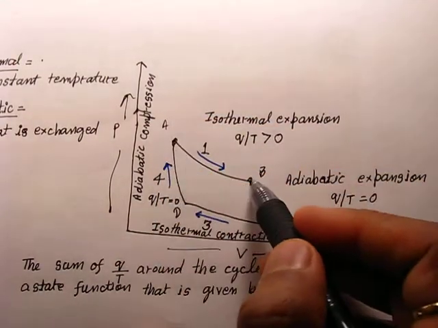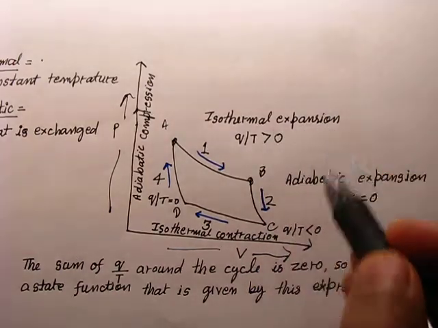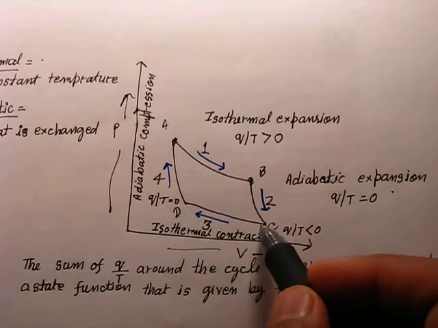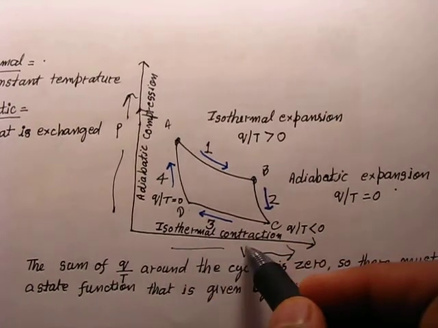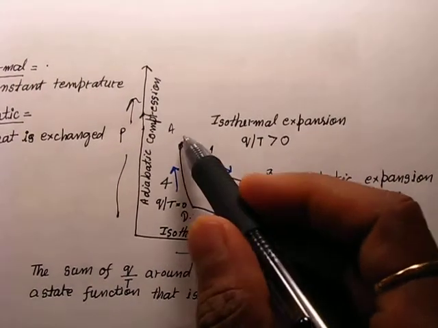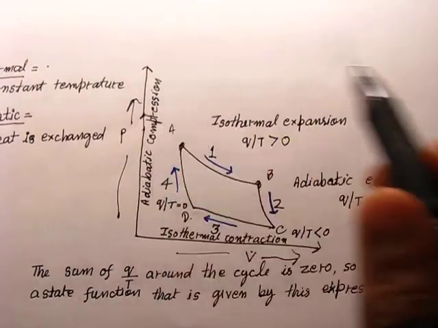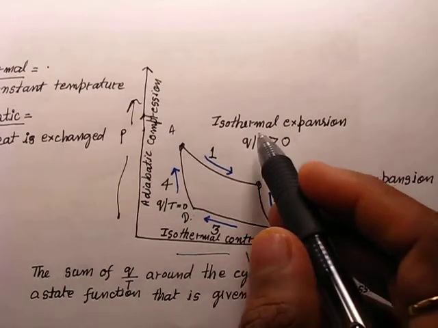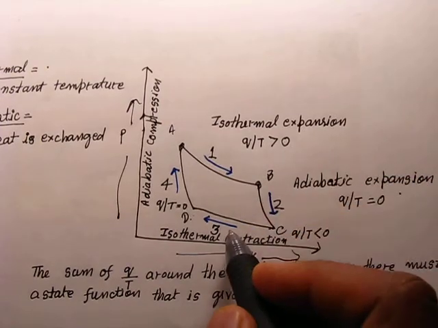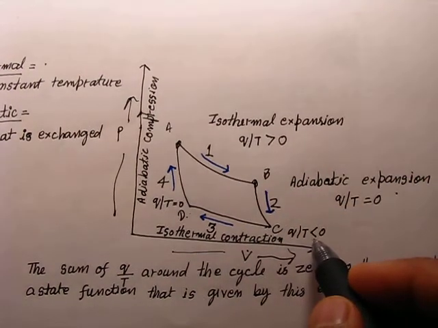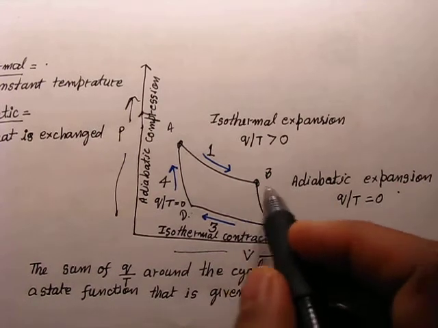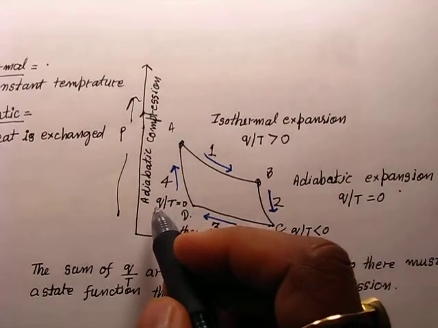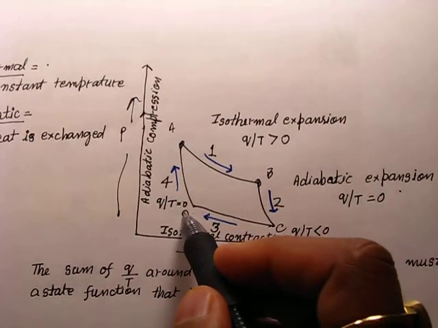So the A to B process is called isothermal expansion, the B to C process is called adiabatic expansion, the C to D process is called isothermal contraction, and the D to A process is called adiabatic compression. So the heat over temperature is positive when isothermal expansion happens, and the same amount becomes less than 0, so this becomes negative. In adiabatic expansion Q over T is 0, and in adiabatic compression Q over T is also equal to 0.